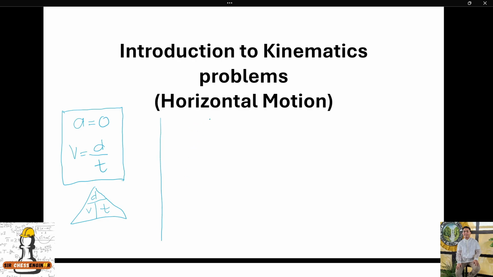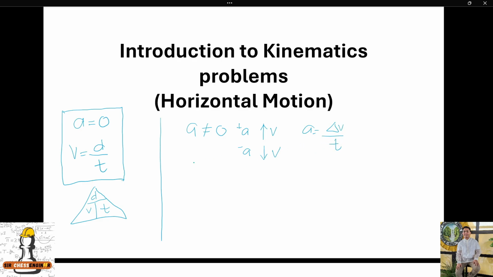Now, what if your acceleration is not zero? It could be positive or it could be negative. Positive acceleration means increasing velocity. When you have a negative acceleration, you have a decreasing velocity. And of course, when you have zero acceleration, there is a constant velocity. Because by definition, acceleration is the change in velocity over time.